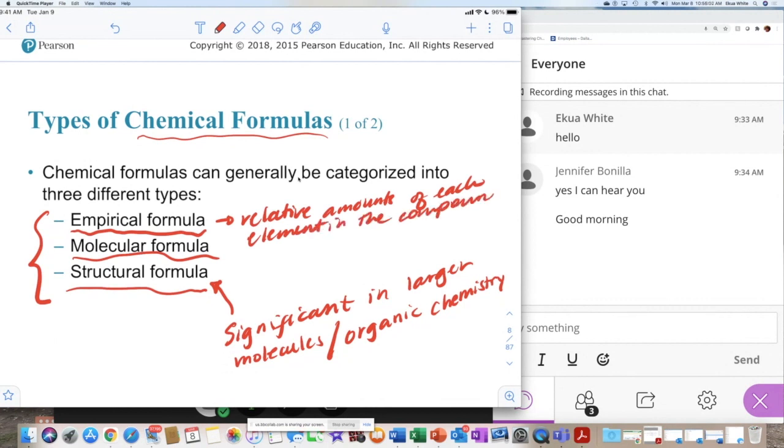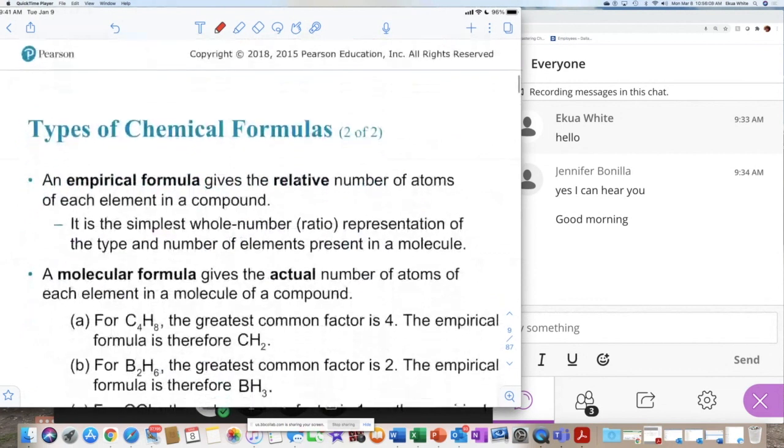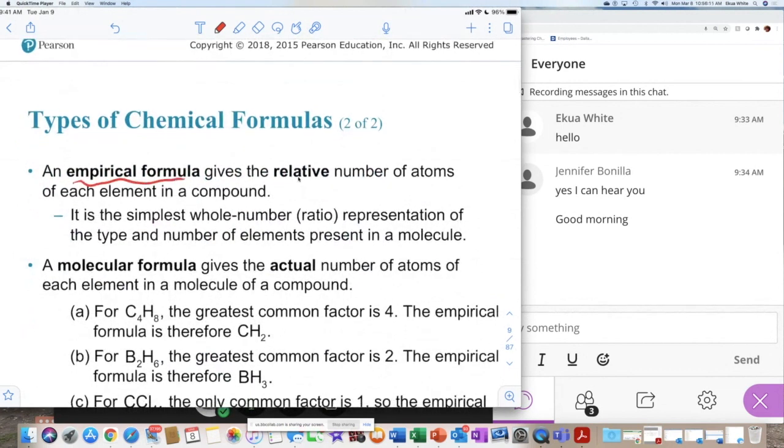So instead of defining them all here, let me actually go to their definition and I will explain it there. We're told an empirical formula gives the relative number of atoms of each element in the compound. I just said that. It is the simplest whole number ratio representation of the type and number of elements present in the molecule. So let me make this a little bit more relatable.